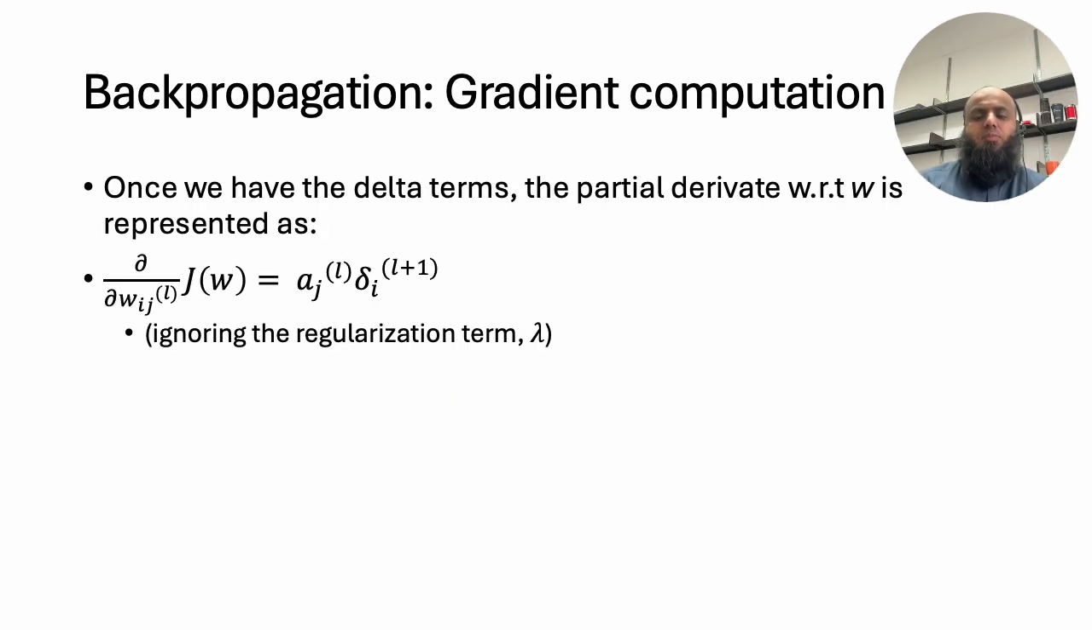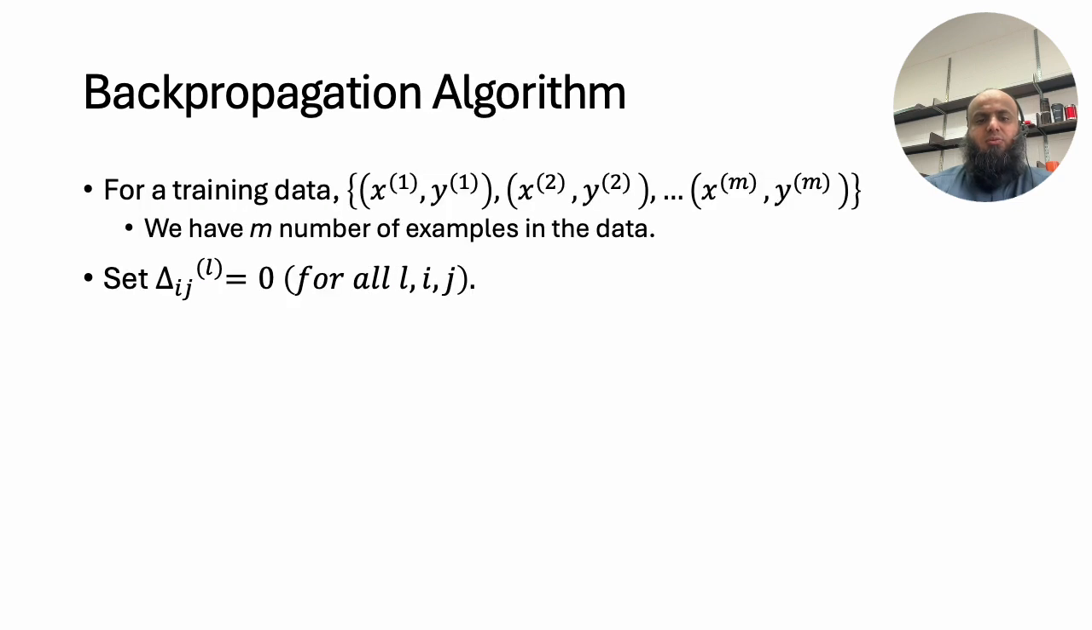Once we know these error terms, we can show that the partial derivative of the cost function with respect to the weights is simply the multiplication of activations in layer L with all these error terms in layer L plus 1. And here, for the sake of simplicity, we are not considering the regularization term lambda. So we assume that regularization is 0 here. So this is now a pretty straightforward representation of the partial derivative.